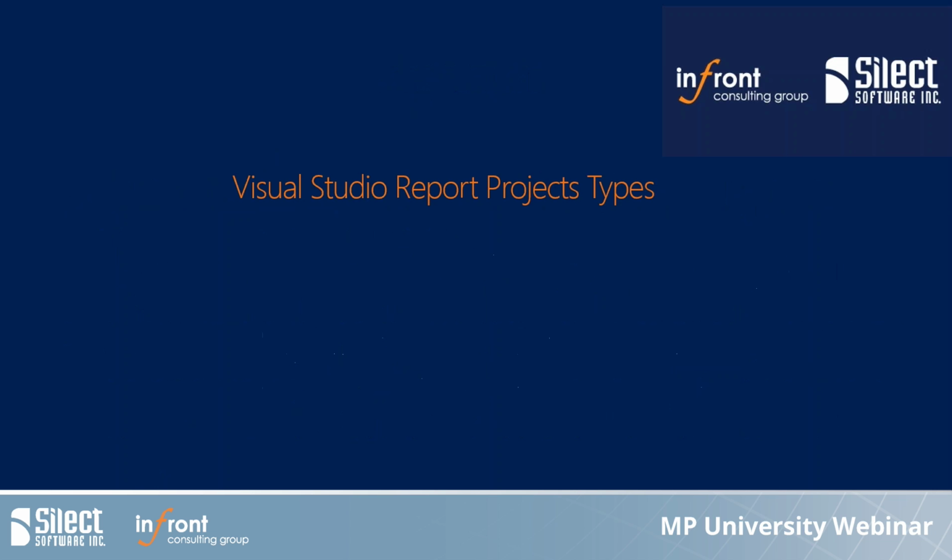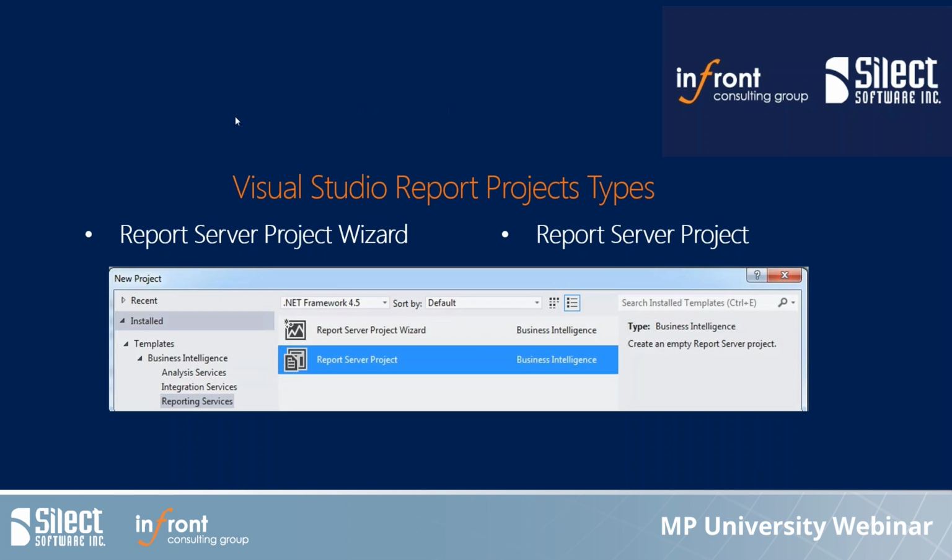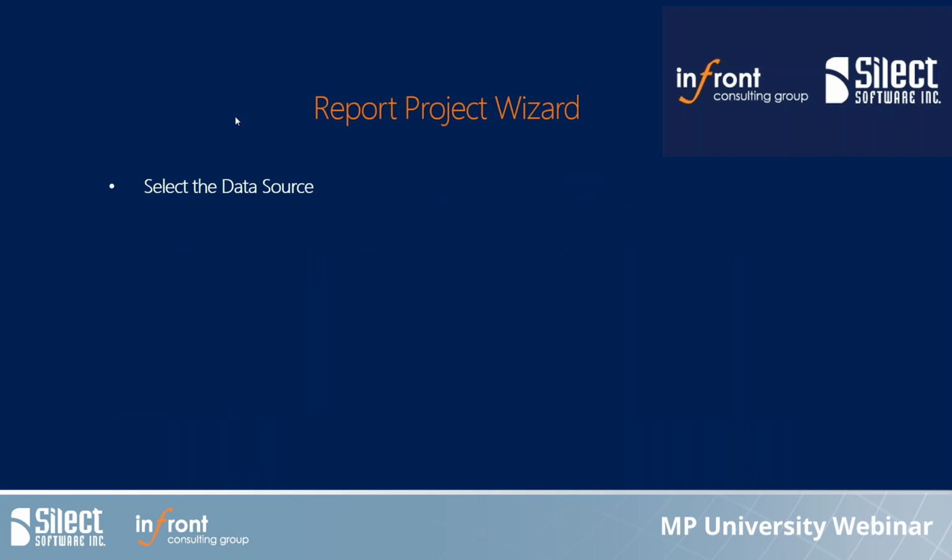Okay, so let's start with the Visual Studio report project types that we currently have. If we start a new report project, we have two options. Usually you can choose from the Report Project Wizard or the Report Server Project. The difference between the two is that the wizard will take you step by step and create a very limited set of components for the report, while the report server project is an empty one, and you can add whatever components you need, so it's more flexible for the requirements that you would like to cover.